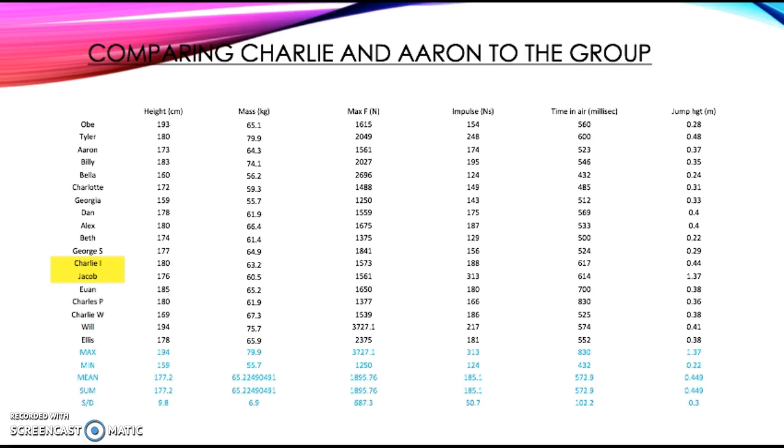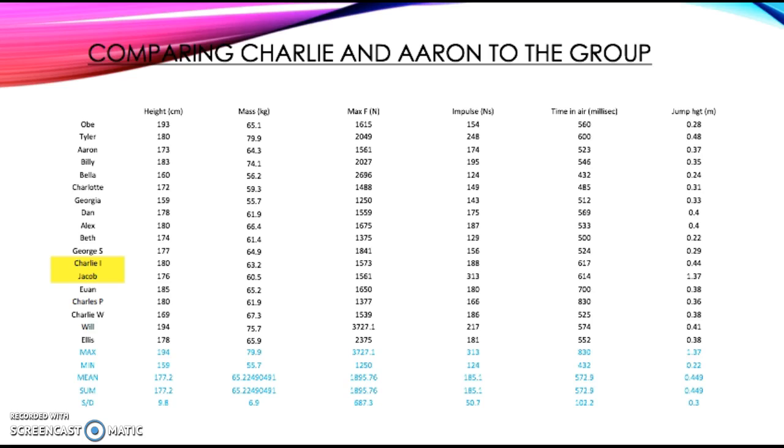Charlie is 180 centimeters tall, which is 3.8 centimeters over the average of the class, whereas Aaron was only 173 centimeters, which is 4.2 centimeters below the average and 7 centimeters smaller than Charlie. However, even though Charlie is taller than Aaron, Charlie's mass is 63.2 kg, whereas Aaron is 64.3 kg. Compared to the mean of the whole group, both of the players are below the average.